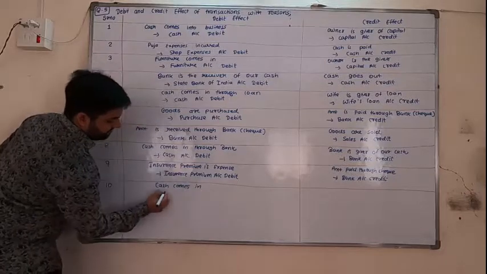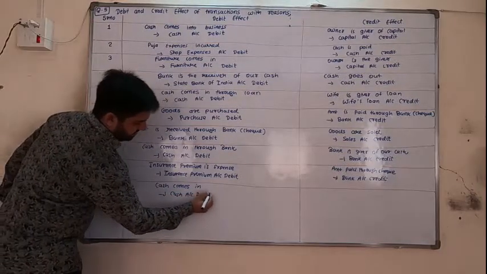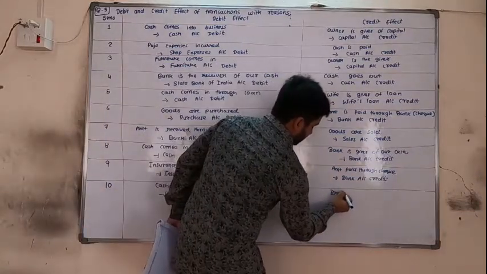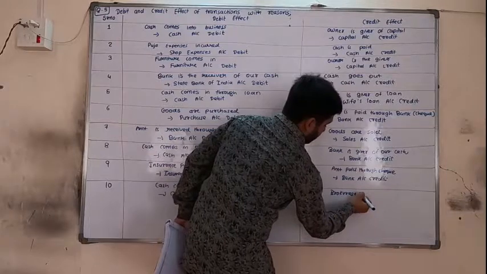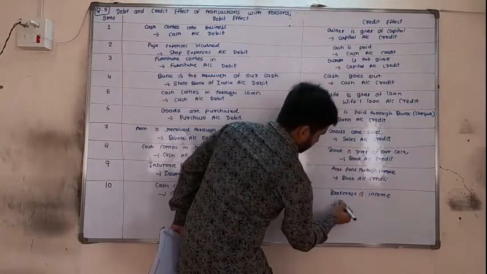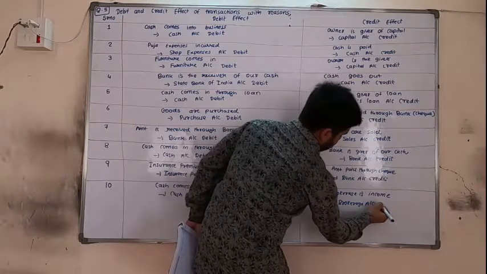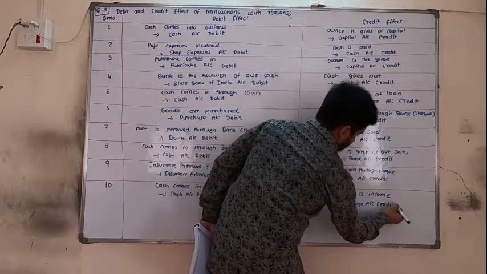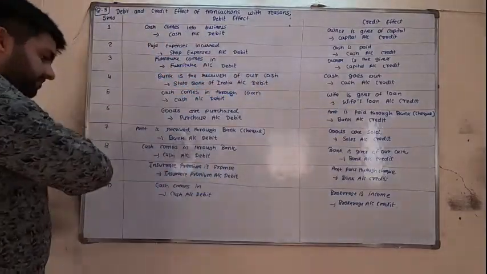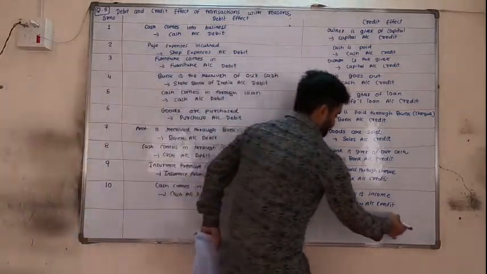Cash comes in, cash account debit. Brokerage is income, so brokerage account credit. You can write one more. After that, we will rub the board.